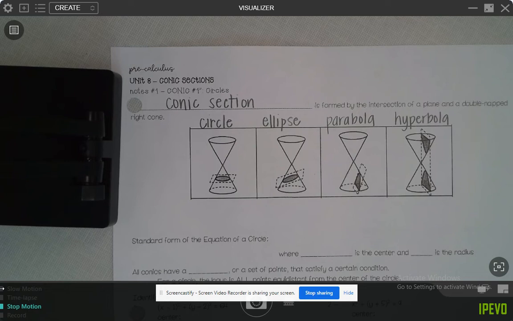We'll do circles today. We'll do ellipses for 3 days. And then you'll have the circle ellipse quiz at some point beginning of next week, probably on Tuesday.